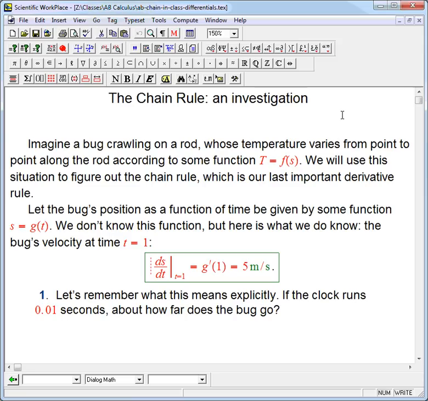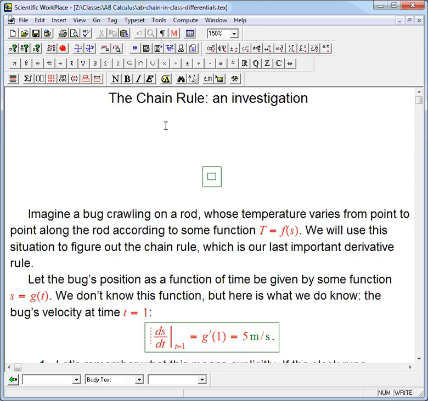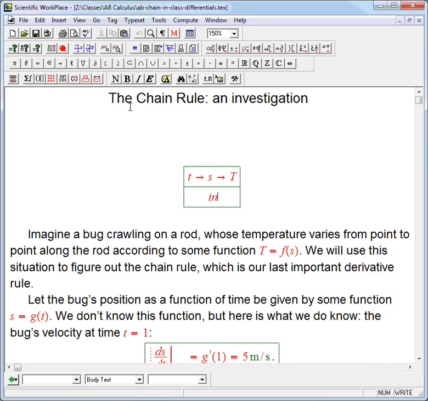Here's a recap of the chain rule investigation we did. The idea of the chain rule is always that we have some situation where we have some initial variable, in this investigation that started with time, and then there is a function of that, in this case the position s, and then there's a function of that intermediate variable, in this case it was the temperature.